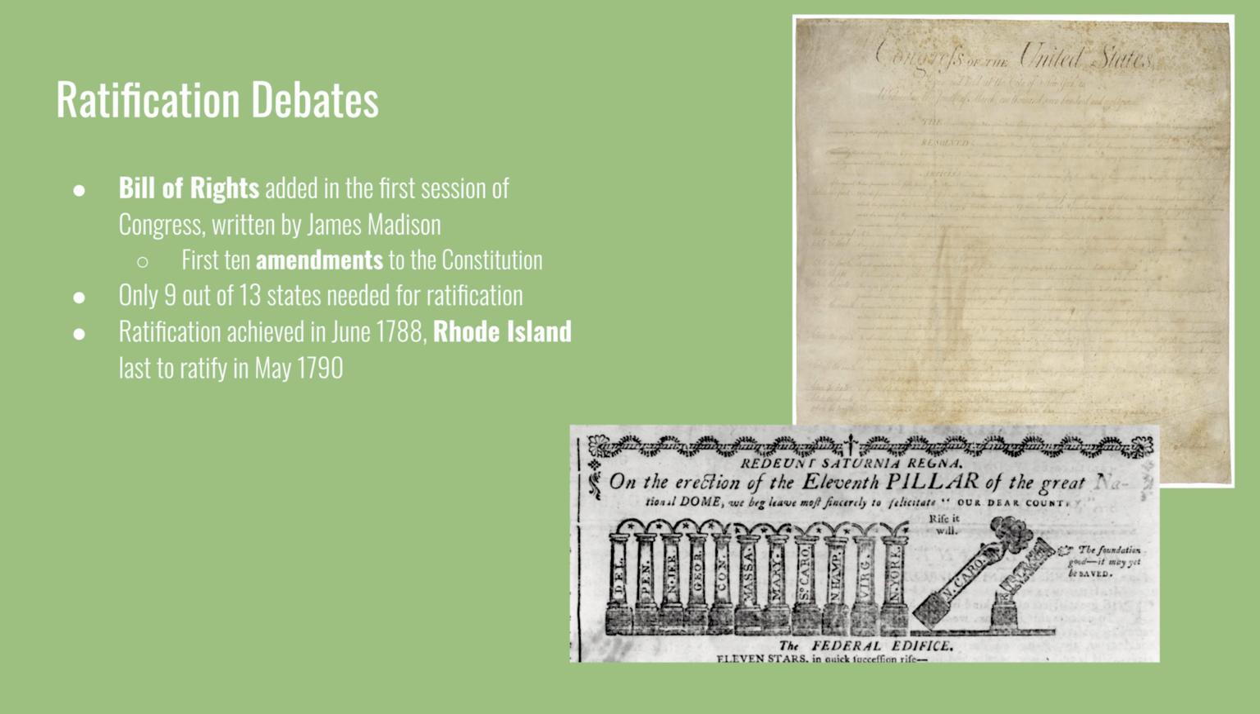In the first congressional session, there are 12 amendments to the Constitution that are introduced, and 10 of those amendments are ratified, all written by James Madison. Per Article 7 of the Constitution, only 9 out of the 13 states needed to ratify the new form of government. But it was critical that all 13 states would eventually ratify it, otherwise there would be some states that get left out.